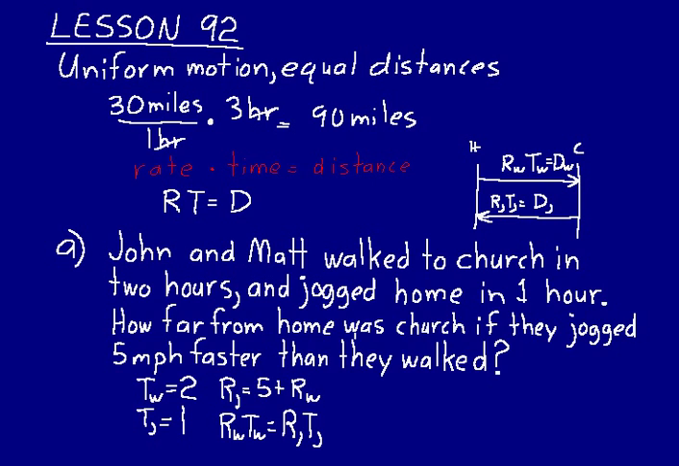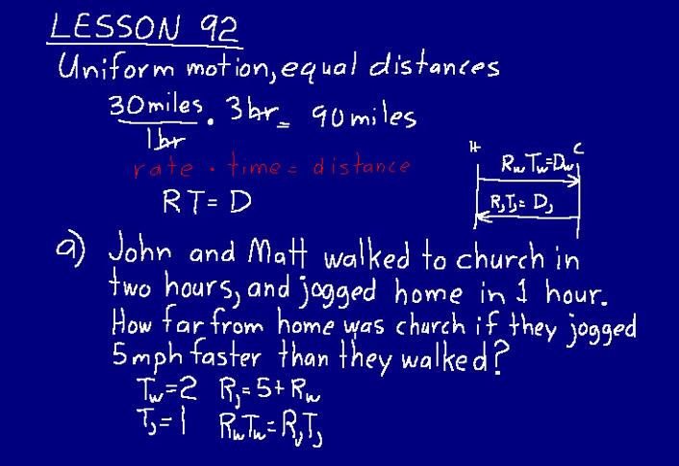So now we have 4 equations and 4 unknowns. That last one was a real important one to figure out, and we were able to use a diagram to help us. This lesson, remember, was titled Uniform Motion with Equal Distances. That's what we set up in that diagram, right? We had equal distances to compare there. The distance from home to church was the same as from church to home. That helped us set up our last equation.